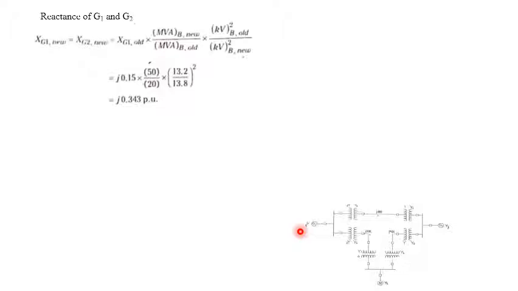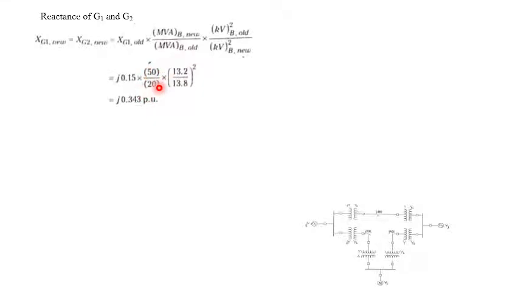Okay, this is the one line diagram which I am representing here for your convenience. First thing, G1 and G2, because the ratings are the same. We have the equation: XG1 new per unit is equal to the per unit value into MVA base divided by the per unit value, into kV base square by kV new. Here for the generator it is 15%, that's 0.15 J. What is the new MVA we choose? 50 MVA. This will remain the same for the entire network.